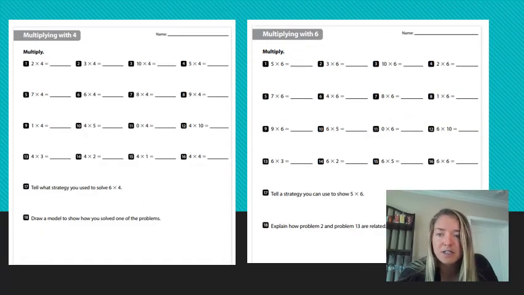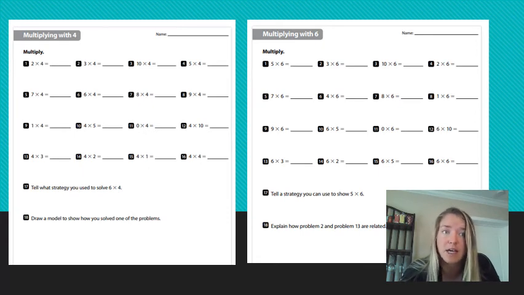These next pages of the packet are very similar to the ones that we did before. We're just using different times tables. This page right here will be multiplying with 4, and the next one will be multiplying with 6. You've been given multiple strategies to solve these problems. Again, you can draw pictures or models, you can draw arrays, which is another example of a model, or you could write out your times table.